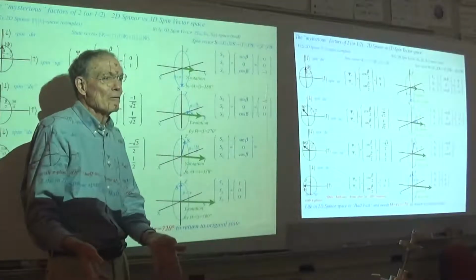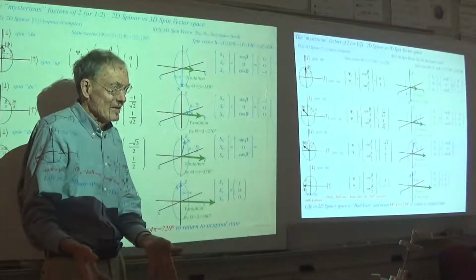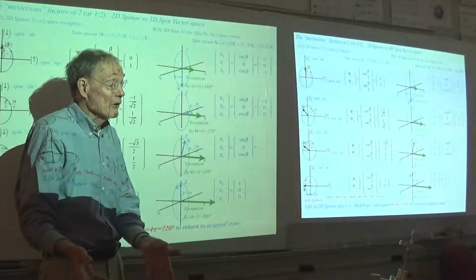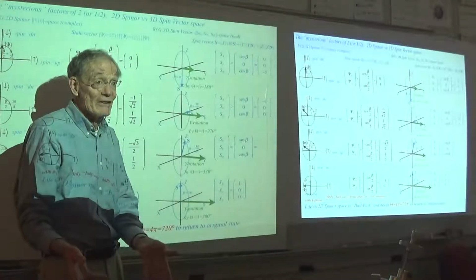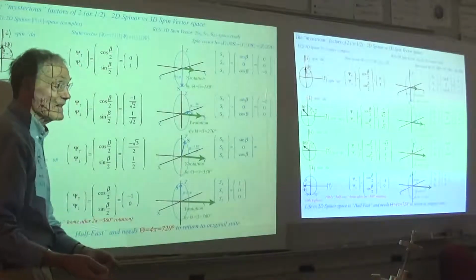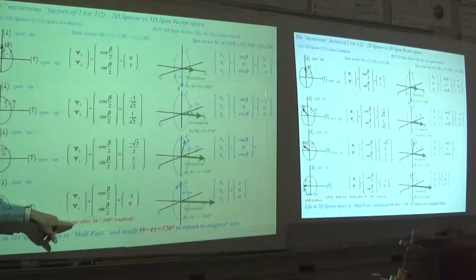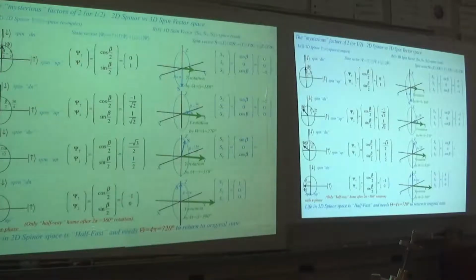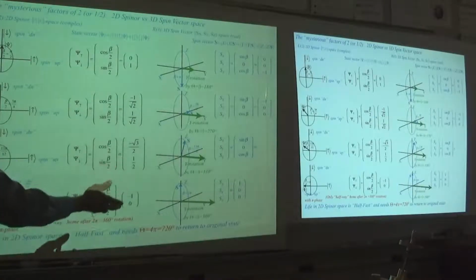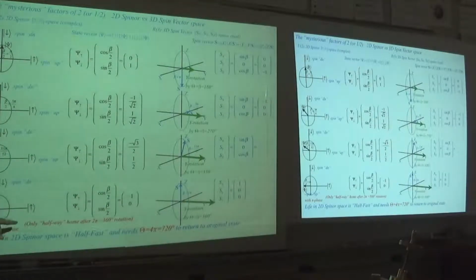I'm not working in that four-dimensional complex space, which I have to start thinking about if you're going to be in this business. So that's the cool thing. This is only halfway home after 2 pi. 360 degrees of rotation over there.